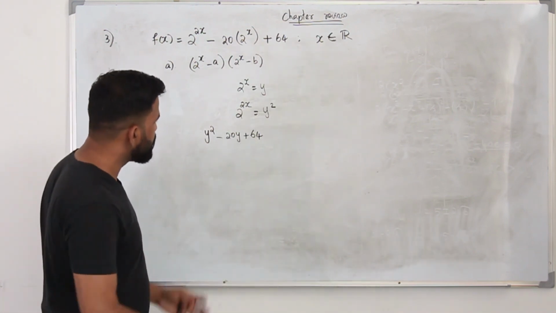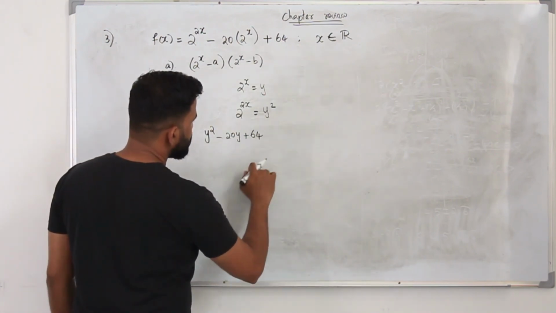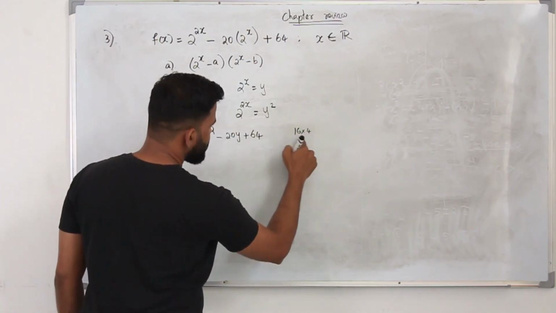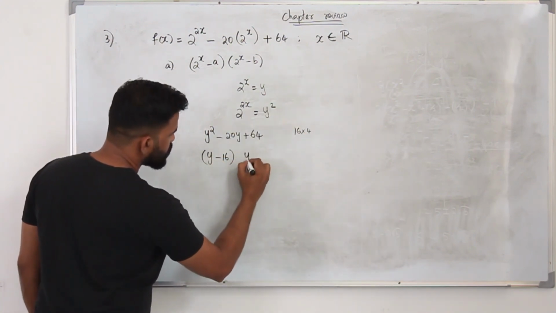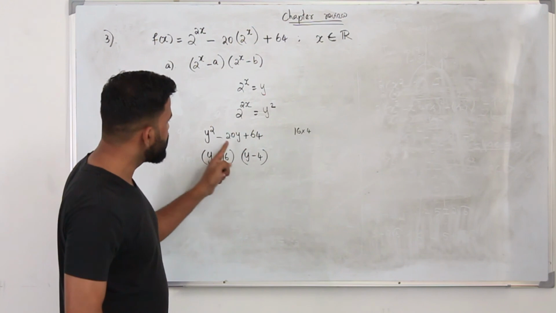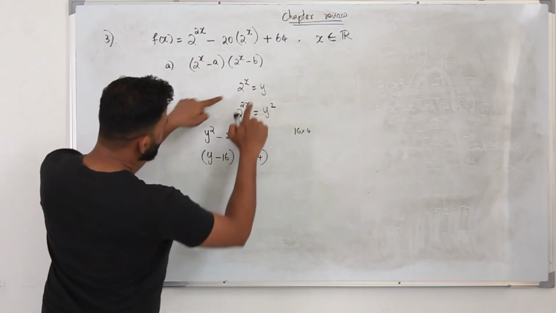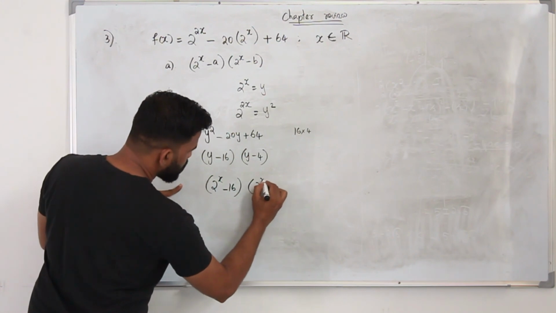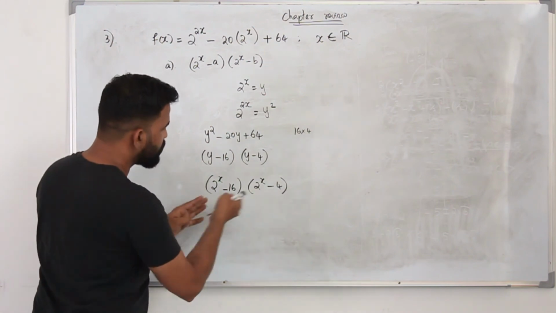Apply the product sum method, the factorization method. 64, 8 times 8, it's not gonna work. 16 times 4 is 64. So minus minus. So you will have (y minus 16) into (y minus 4). Because when you multiply, you get plus 64. When you add them, minus 20. So you got this form already. Replace y by 2 to the power x again. (2 to the power x minus 16)(2 to the power x minus 4). That is your part A. You can put this term first also, it doesn't matter.